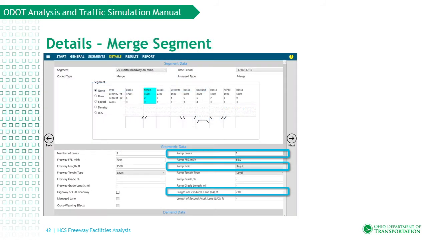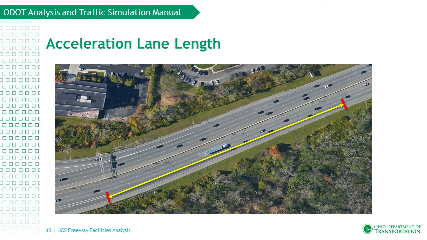Next, we'll input details for the merge segment. The analyst may move from segment to segment by clicking on it in the diagram or by using the drop-down menu at the top of the page. Provided the information has been entered in the General or Segments tabs, the analyst should only be required to modify the number of lanes on the ramp. Select the side of the freeway from which the ramp merges, and provide the length of the acceleration lane. The acceleration lane length is measured from the painted nose of the gore to the end of the taper as illustrated here.